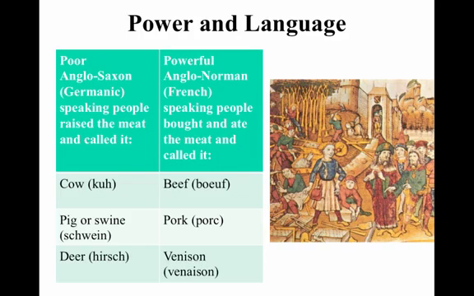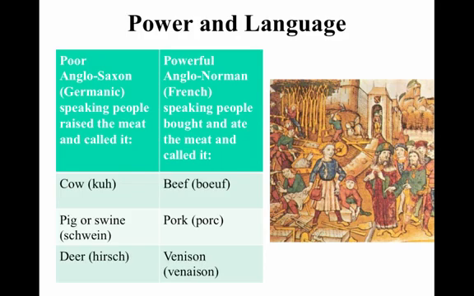So the word cow is similar to the German word Kuh. But the word that we use for cow meat, which is beef, is similar to the French word for beef, which is bœuf. In German, we call a pig or a swine a Schwein. But if we eat a pig, we call it pork, which is similar to the French word porc, which means the meat from the pig. Again, in German, the word for deer is Hirsch, which sounds similar to deer, but the word for deer meat is venison, which sounds similar to the French venaison.